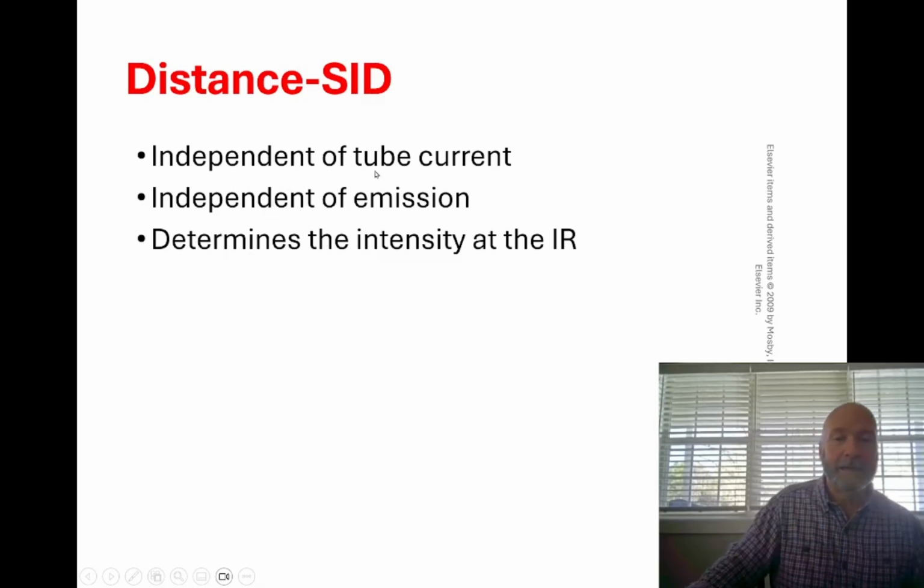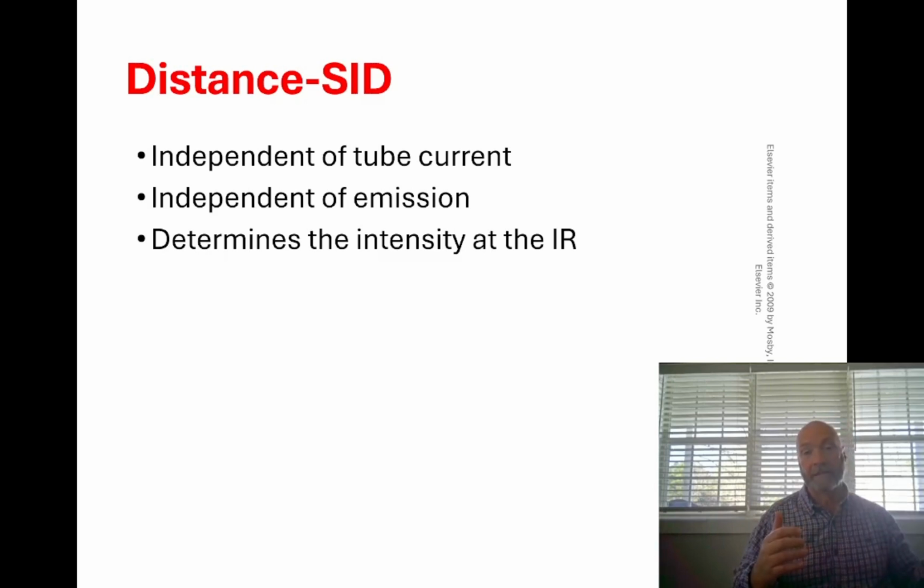So SID is source to image receptor distance. That is the distance between the target inside of the X-ray tube and the image receptor. So if you're working on portables and there's a tape measure that you can use to measure your SID, take a look at that tape measure. Chances are the tape measure starts at 12 inches. And the reason for that is because you're not measuring from the collimator housing to the image receptor. You're measuring from inside of the tube housing, inside of the protective housing, inside of the X-ray tube at the target. From the target, the source of all X-rays, to the image receptor is SID.